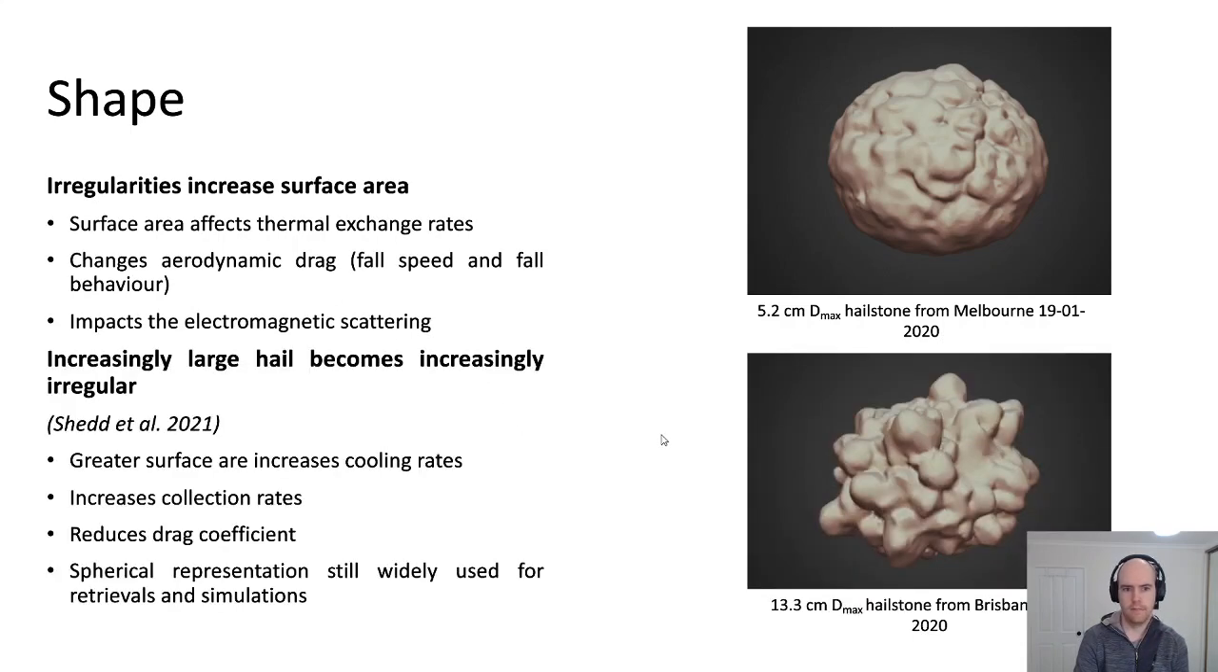When we have increasingly large hail, such as this example here, a 13.3 centimeter hailstone collected in Brisbane, we see that increasingly large hailstones become increasingly irregular, and this increases the surface area, which leads to greater cooling rates, increased collection rates, and reduced drag in some cases. Despite all this, the spherical representation is still widely used for both retrievals and simulations.